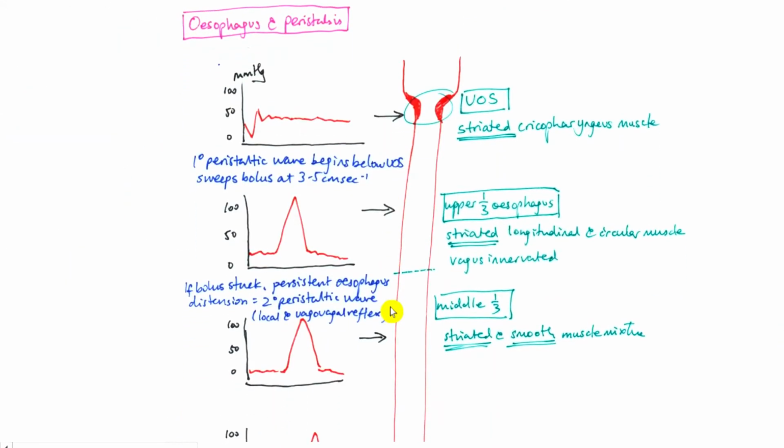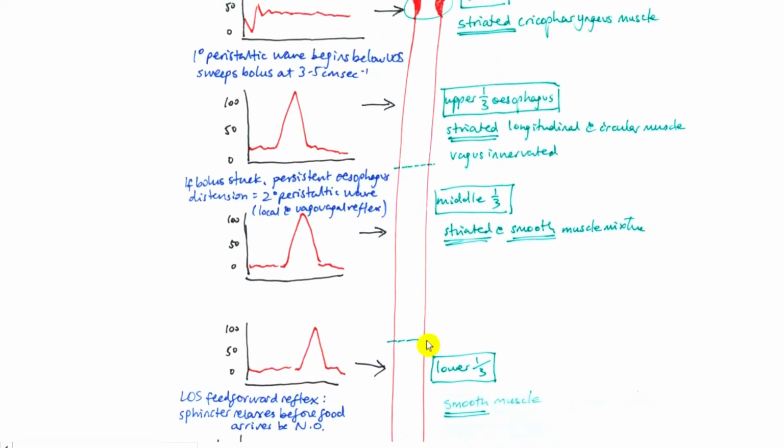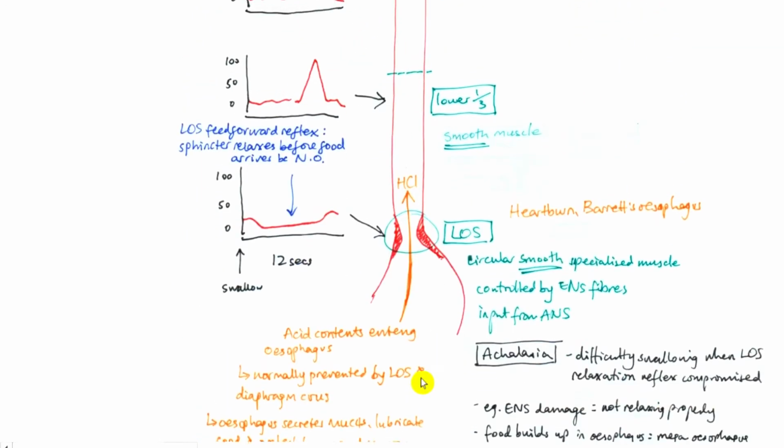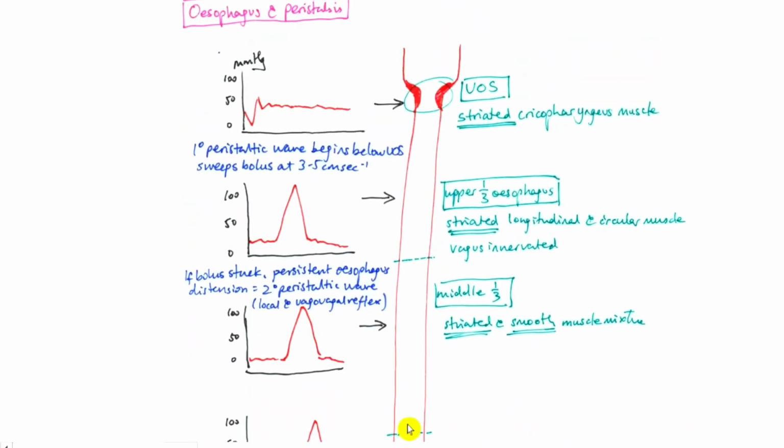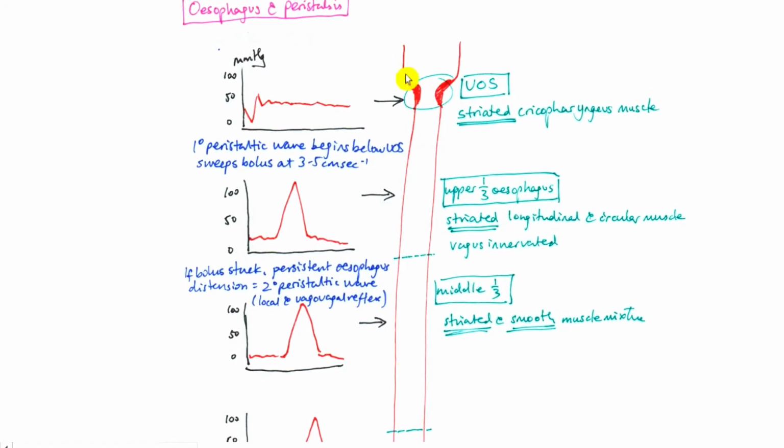After it goes into the pharynx and then down the esophagus, this is what happens. The esophagus is a long tube leading from the pharynx, the back of the mouth, to the opening of the stomach. And the electrical activity looks a little something like this. If we plot pressure against time, we have a primary peristaltic wave beginning below the upper esophageal sphincter, which sweeps the bolus at 3 to 5 centimeters per second. So it's a pretty weak little peristaltic wave sweeping the bolus down.